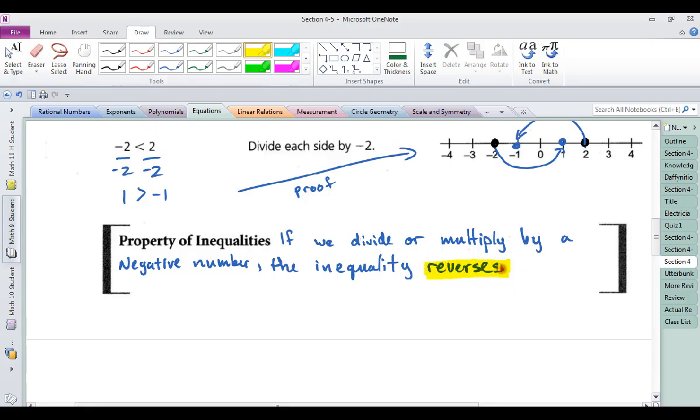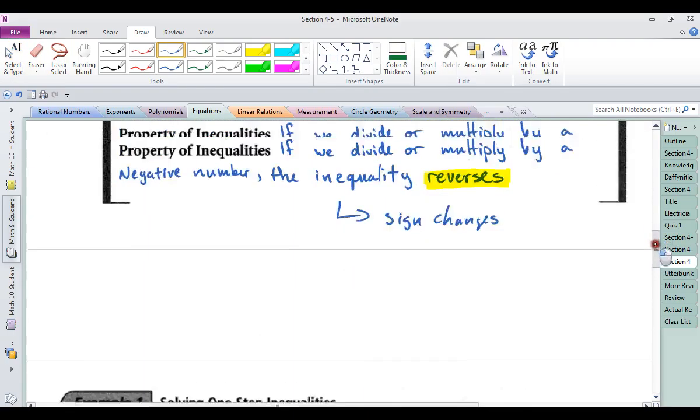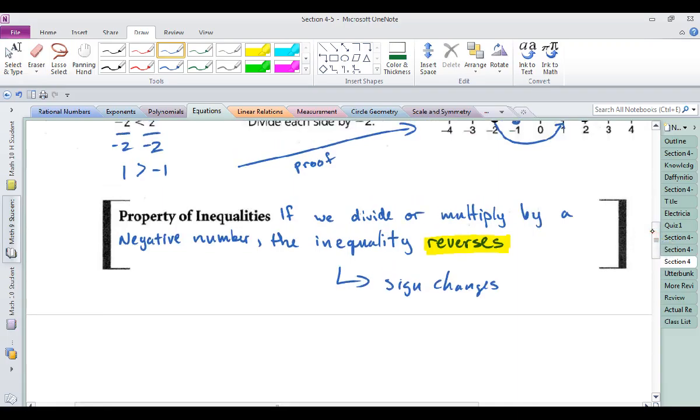I highlight reverses. You guys will probably say sign changes. Okay? Because one way is the lazy way that teenagers write, and the other way is something that will actually help you. Yeah, I'm pretty lazy. I know. Okay, so everybody cool? Have we proven it?